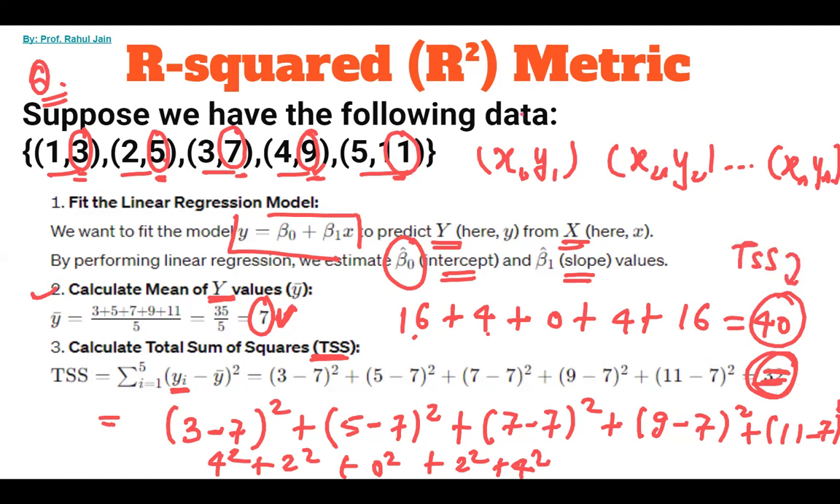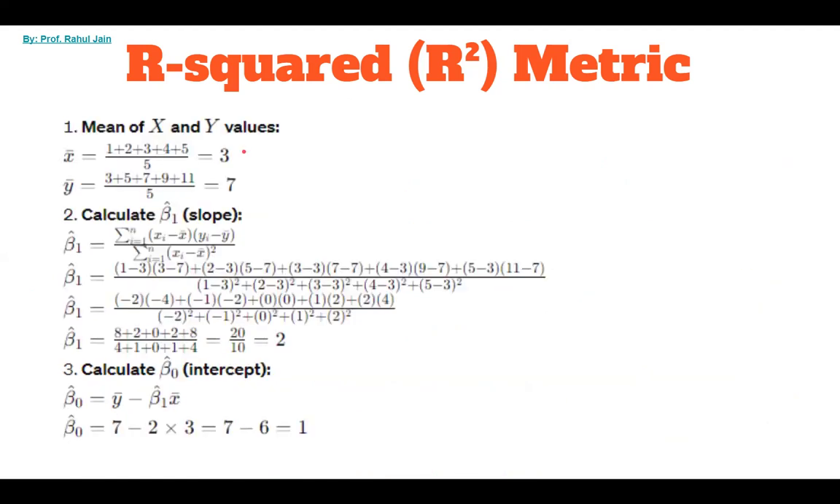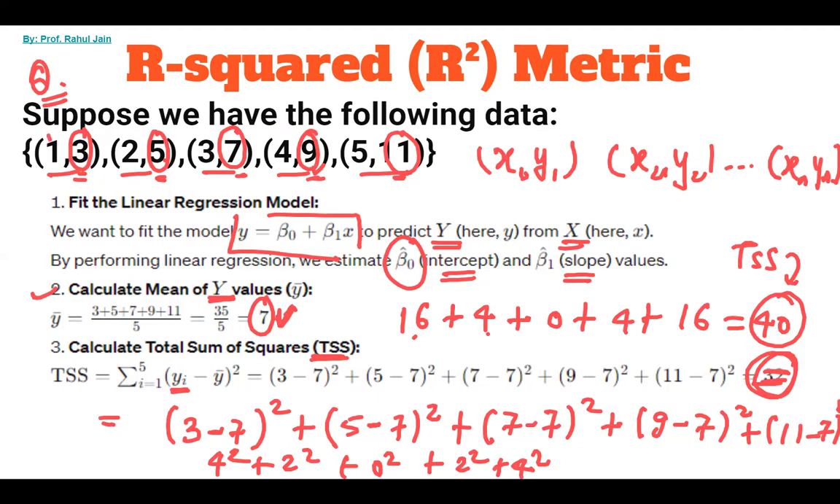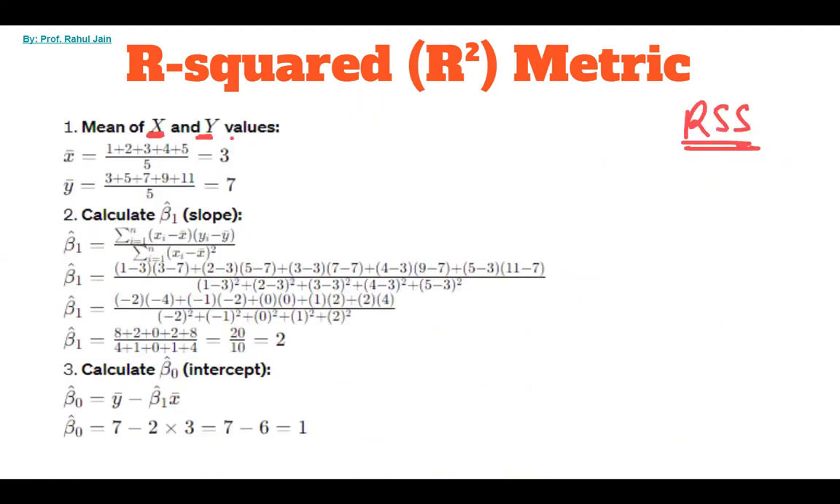It is the total sum of squares value. Now after that, we need to calculate the residual sum of squares, and in order to calculate the residual sum of squares, we also need the mean value of x as well as y. So the mean value of x, all the x values we are going to add: 1 plus 2 plus 3 plus 4 plus 5 divided by 5. We are going to get 3, and y mean is 7, right?